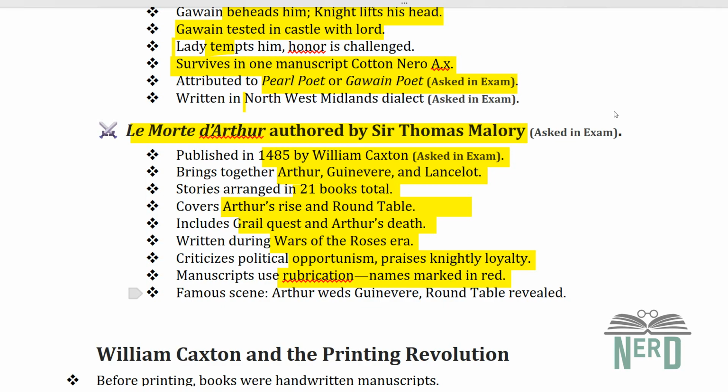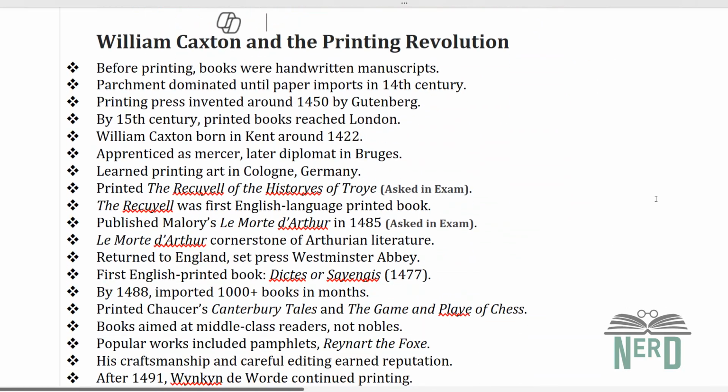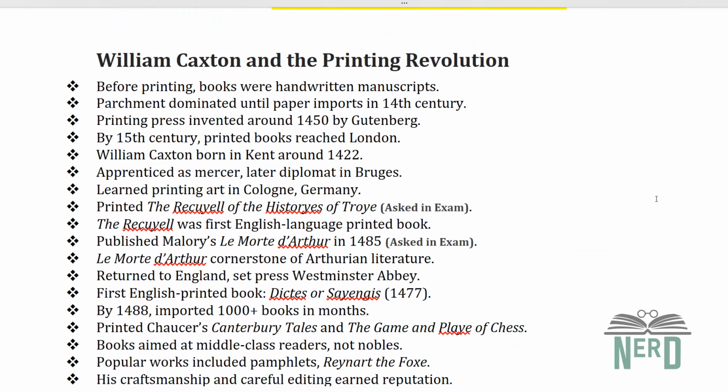Stylistically, it's richly detailed, with rubrication: the names of characters and places written in red for emphasis. And among its famous moments is Arthur's wedding to Guinevere, where Merlin explains the Round Table's ancient legacy passed down from Uther Pendragon. Before we meet William Caxton, let's first step into the pre-printing era.